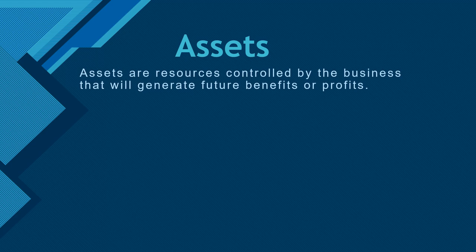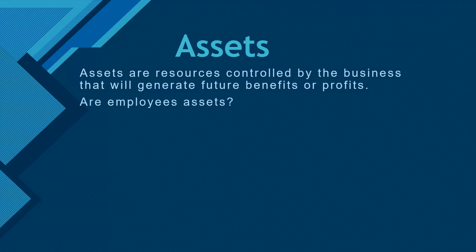This is the second video, and we're going to look at assets, current assets and non-current assets. Assets are resources controlled by the business that will generate future benefits or profits. So, controlled, resource controlled by the business. They belong to the business and they're going to generate future benefits or profits.